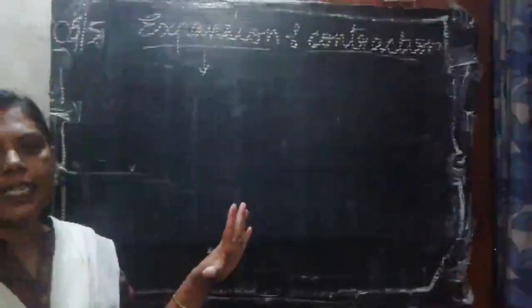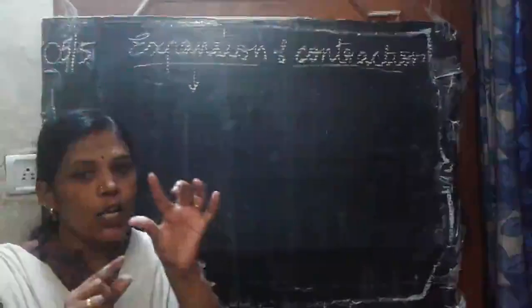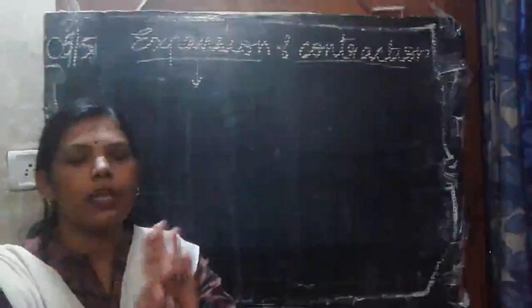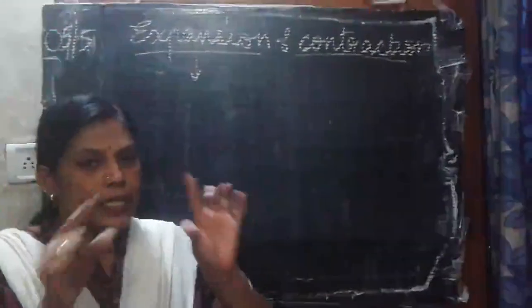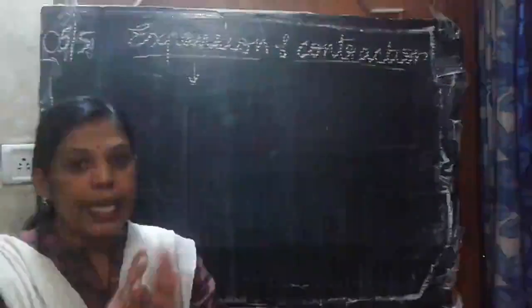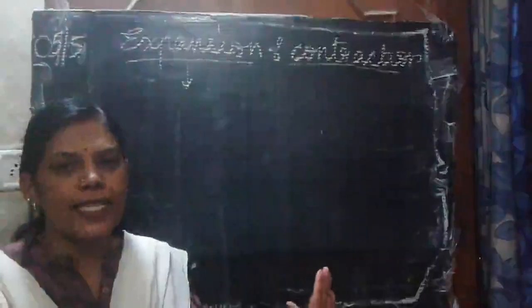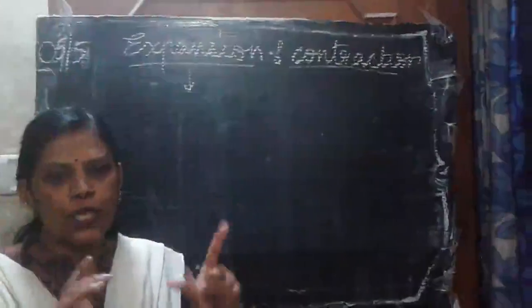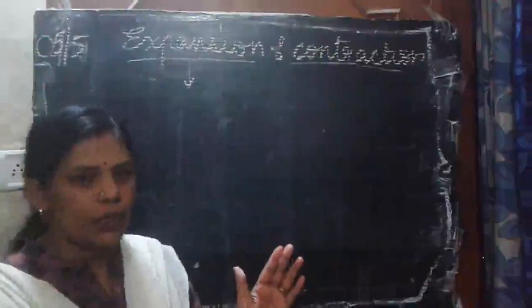Okay, if I say expansion, what is meant by expansion? It means increase in size. For example, when we heat an object, what happens? Its molecules start to vibrate. If the molecules start to vibrate, the intermolecular space increases. Then if the intermolecular space increases, the size of the object also increases. So what is expansion? Expansion means the increase in size of an object by heating.